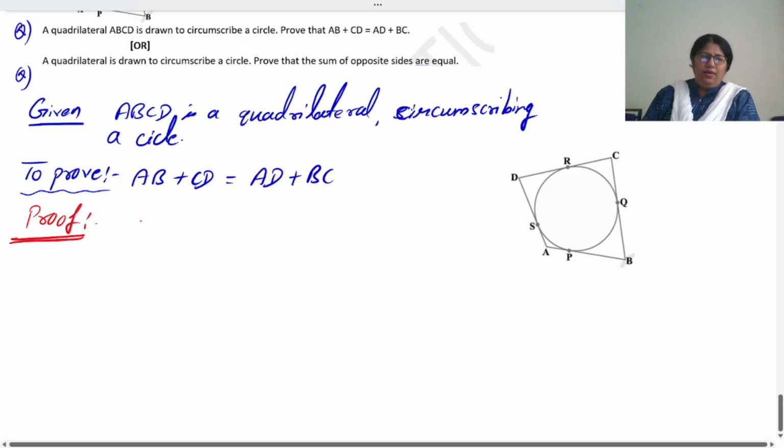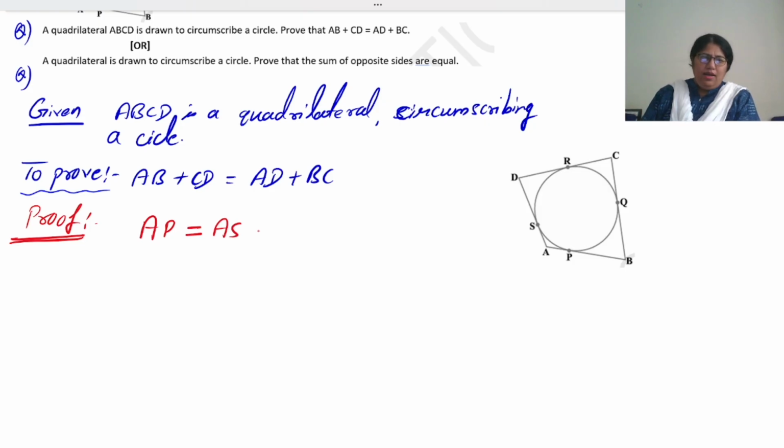What are we going to take here? AP is equal to AS. Label it as equation 1. Now you need to see that I need the length of AB. This is a very important step, because if you swap its places, then you will not reach the result. AP length will be completed by BP length, because I need the total length AB. So AP I must write on the left hand side, and BP on the left hand side too, because I am going to add these equations. Adding means these two will make AB, right?